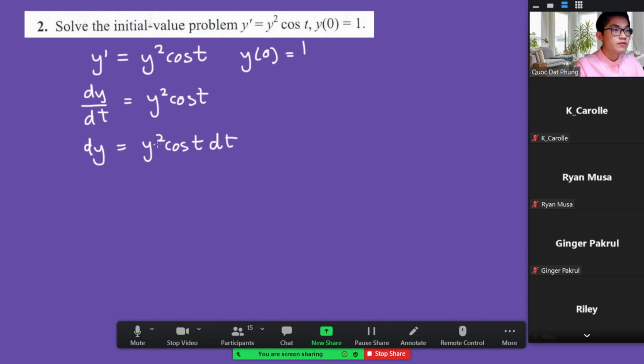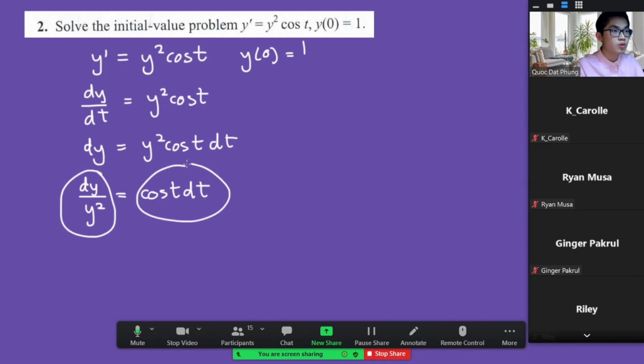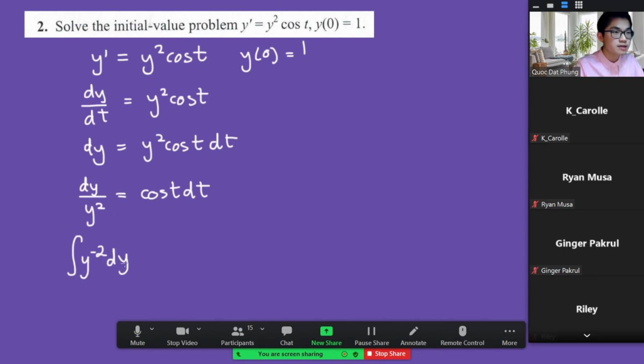And we have to divide both sides by y to the power of 2. I'll explain why we have to do this in a second. So we divide both sides, we get this. The reason we divide is that we want to get all the y's and all the t's to one side. Instead of writing this, I'll rewrite it as y to the power of minus 2 dy is equal to cos t dt. And then we have to integrate this.